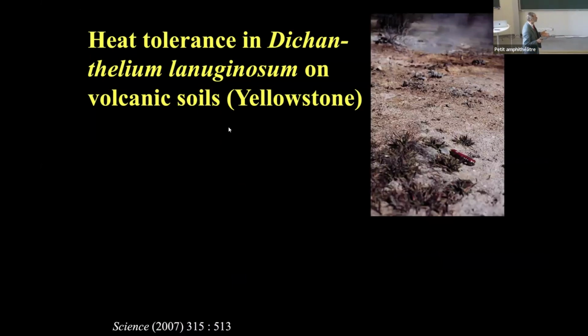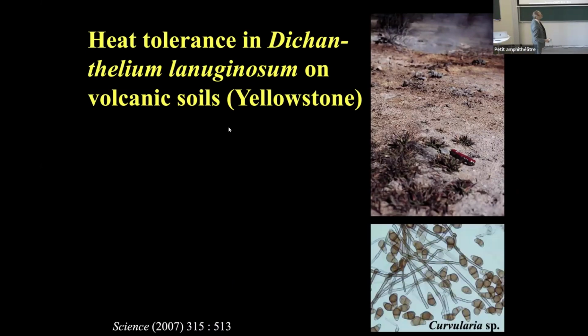Okay, those inhabitants do protect the place where they live. And I will show you two kinds of protection. One is a rather funny one. It's the team of Redman in the States who published this tolerance of Dichanthelium lanuginosum to thermal soils in Yellowstone, where there can be up to 50 degrees emanations from time to time.